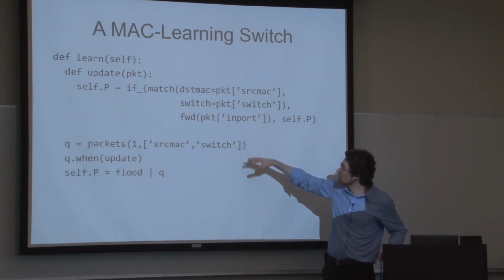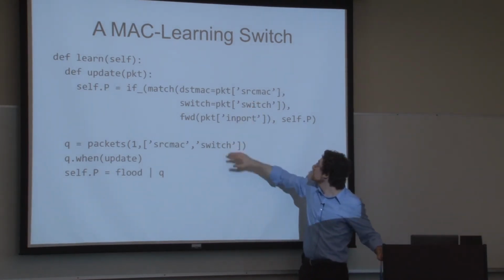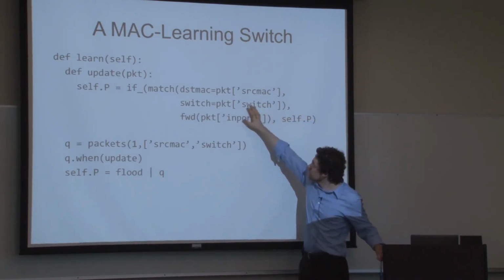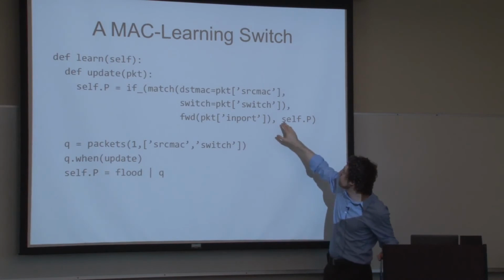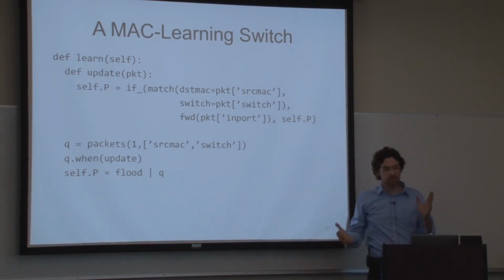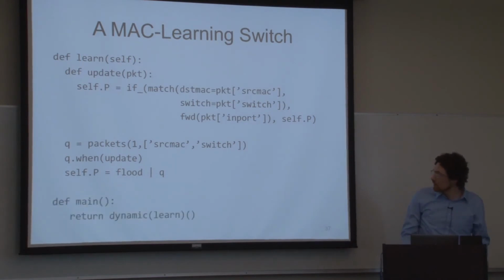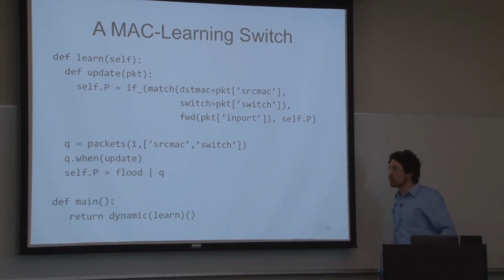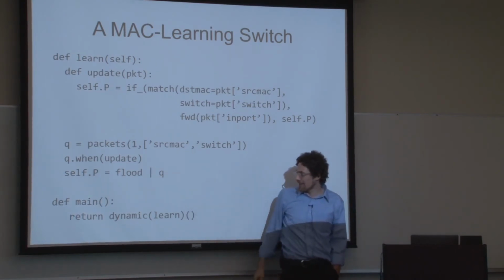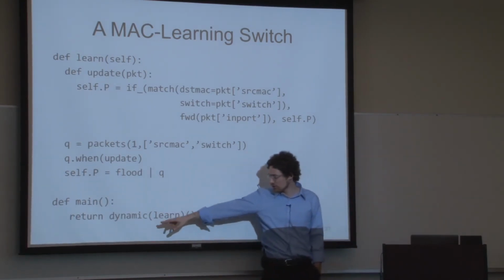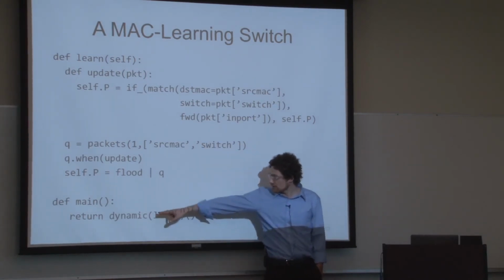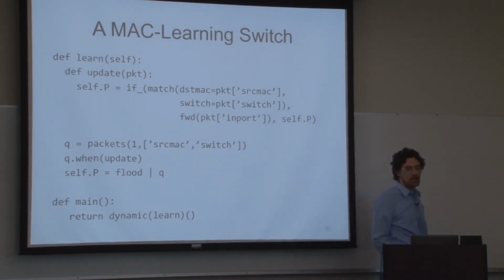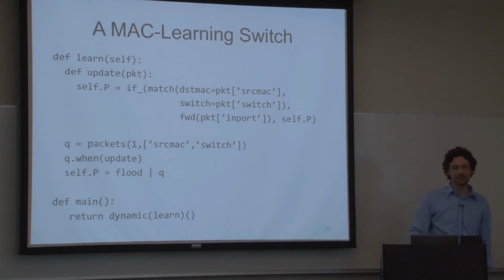So I'm going to now update my policy. If I've got something new to learn, then I'm going to set myself to the newly learned policy. Otherwise, I'm just going to keep things as they are using my if statement. And finally, I want to run this thing. All I do is set up a main program and return my learning function wrapped in this dynamic call, which turns it into a fully fledged dynamic policy. There's just a little plumbing to do that in the code. I'm happy to talk about that offline if you're really interested in the details. They're also in the paper, I believe.